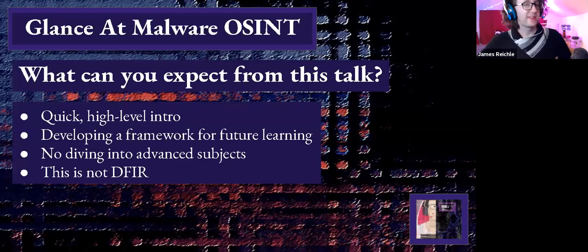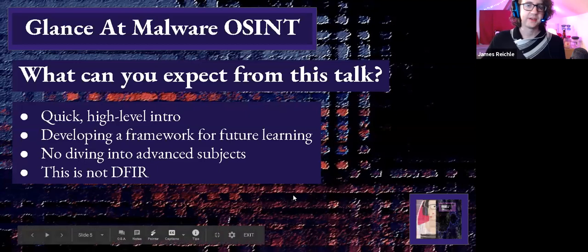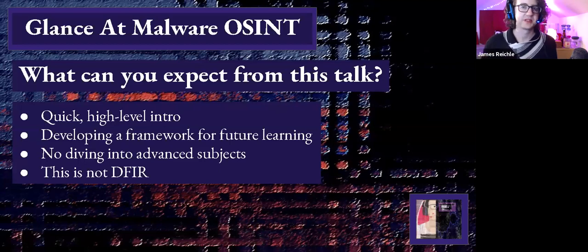I may make reference to those things, but I'm not trying to teach certain concepts because each of those things could themselves be individual talks. This is really just kind of glance over, hey, here's some malicious indicators. Here's some ways that you can use open source intelligence to kind of pivot from them and develop further intelligence.